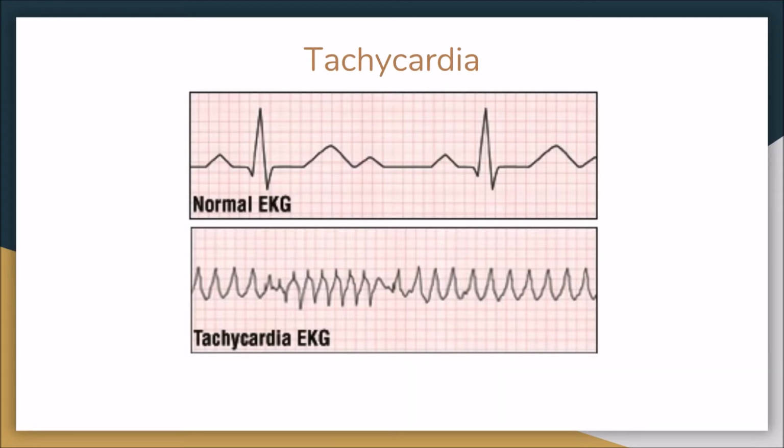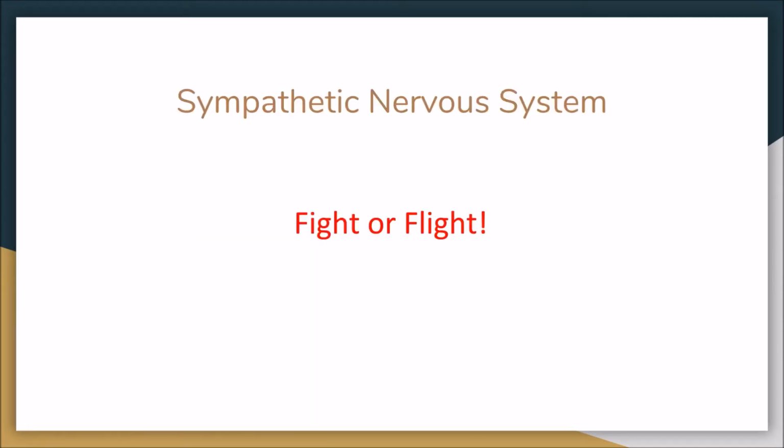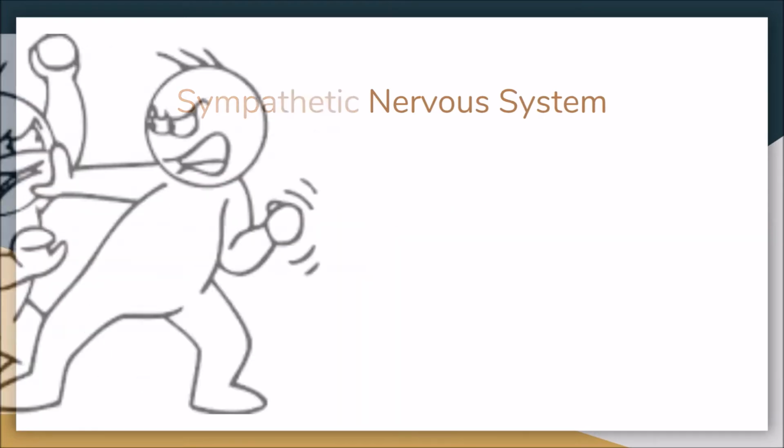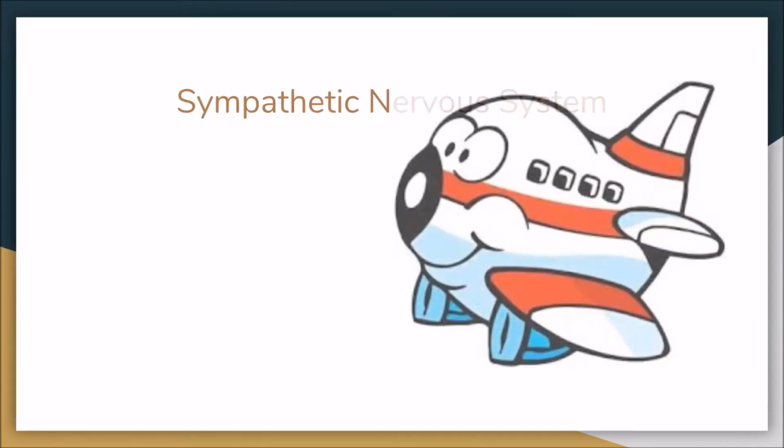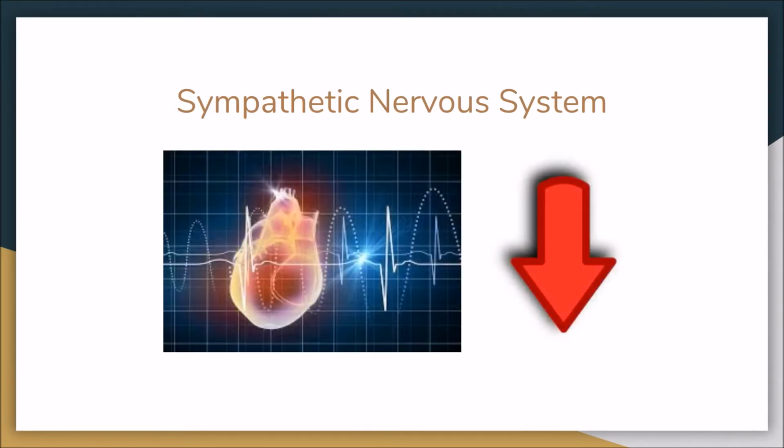It is detected on an EKG when the cardiac cycle is rapid, has irregular waves, and does not follow the normal cardiac cycle. The heart rate is accelerated by activation of the sympathetic nervous system. This happens by the activation of sympathetic receptors in the heart. If these receptors get blocked, the heart will slow down.